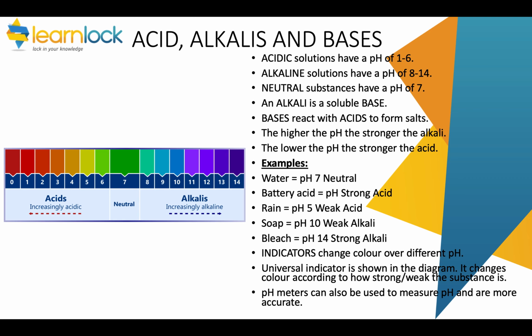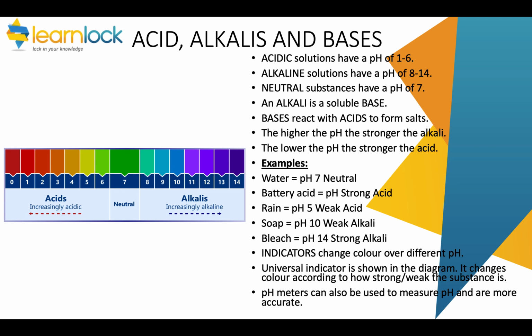Starting off, you need to familiarise yourself with the pH scale. Acidic solutions have a pH of 1 to 6 and alkaline are 8 to 14. Neutral is in the middle with a pH of 7. An alkali is a soluble base. Bases react with acids to form salt. The higher the pH number, the stronger the alkali. The lower the pH, the stronger the acid.